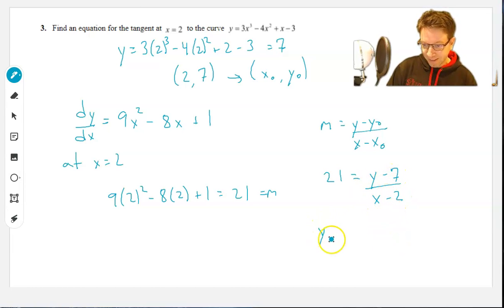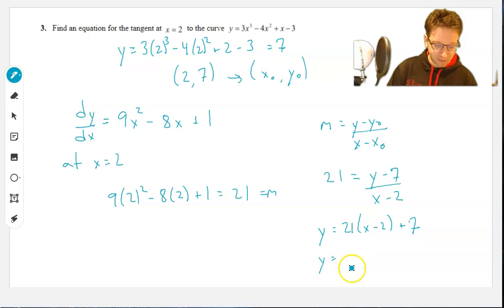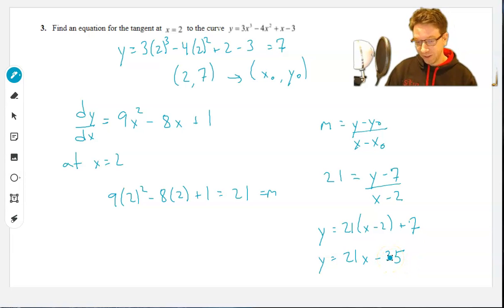So you can rearrange and say y equals 21 times (x minus 2) plus 7, or you can distribute that and collect some like terms and you'll have 21x minus 35 if you like slope-intercept form. You can put it in standard form too if you want to. The question doesn't specify.